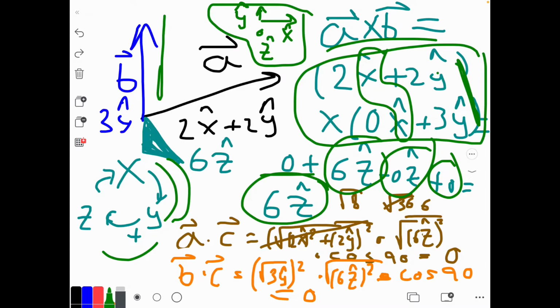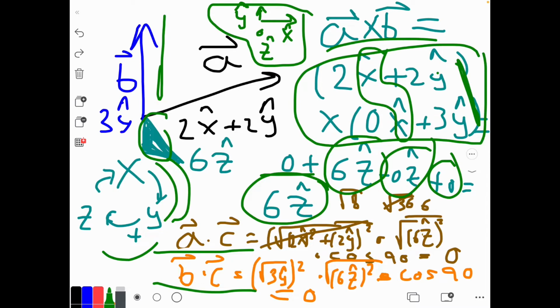So now we're going to have our cross product. Vector c is going to be 6z hat, which is going to be going out of the board. And then we're going to do the dot product. I can already tell you that's going to be 0.